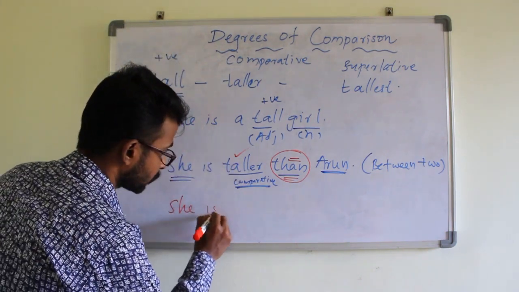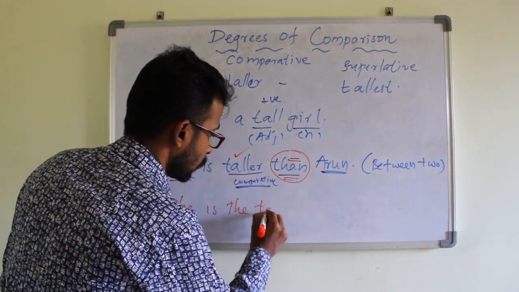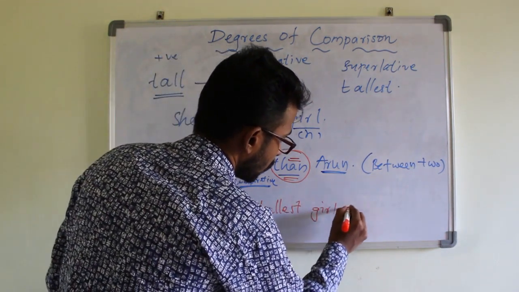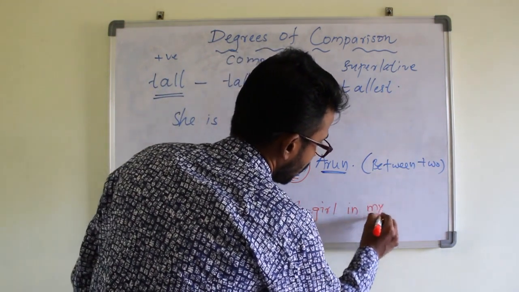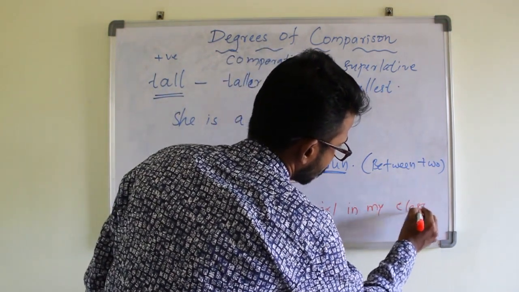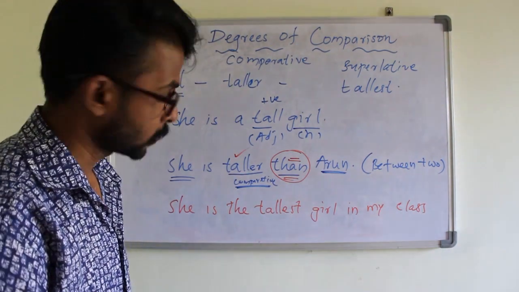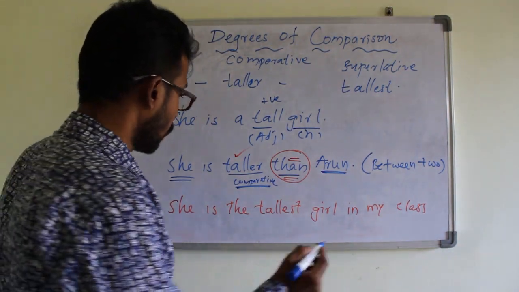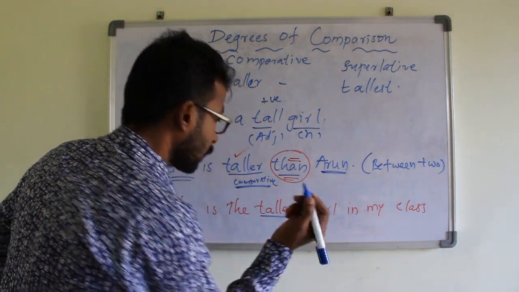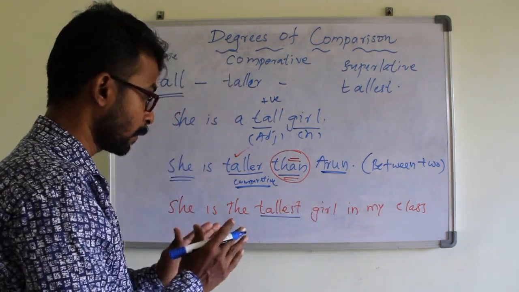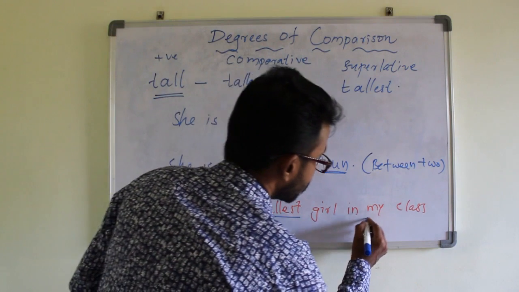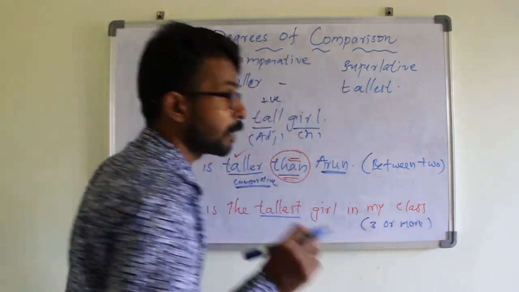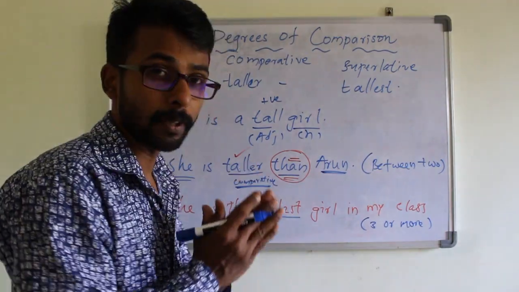Then what about the superlative form? She is the tallest girl in my class, right? So here this is the superlative form of the adjective. So here we are comparing three or more nouns. Minimum three nouns should be there in order to use the superlative.